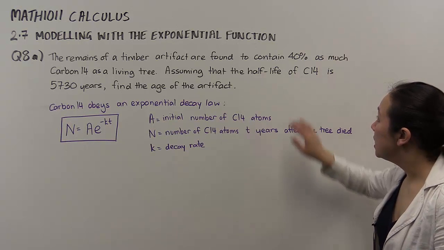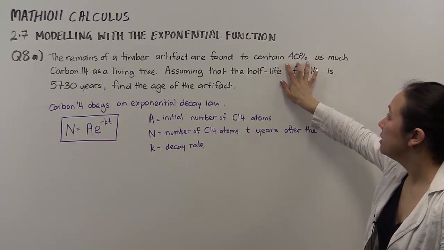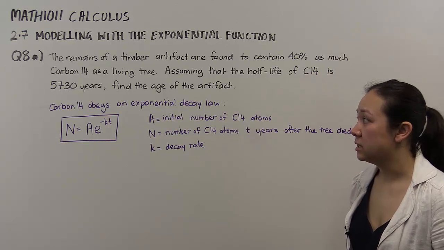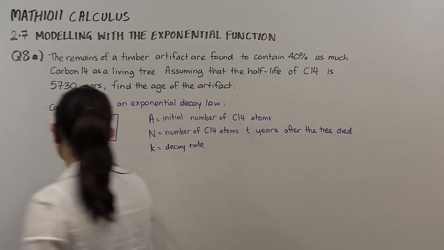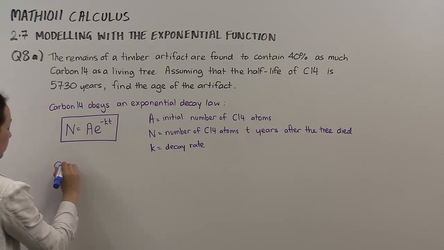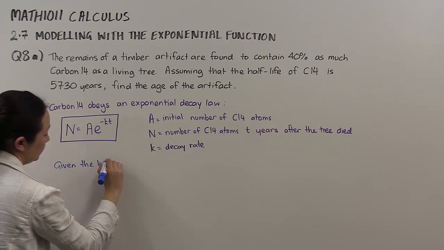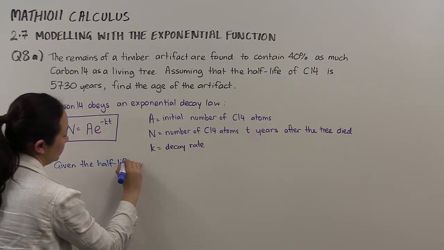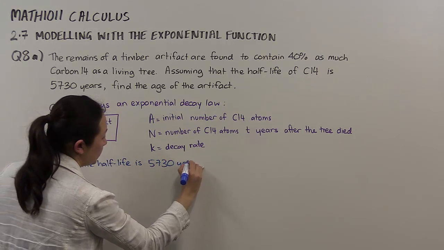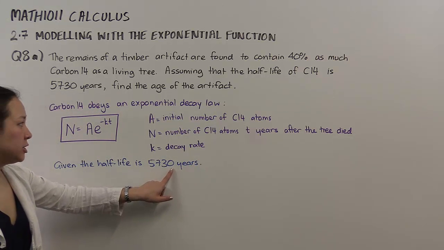So we're given the half-life of carbon-14, and we want to know how old the artifact is if it contains 40% as much carbon-14 as a living tree. So let's use the information that we've got to calculate some constants. First of all, the half-life is 5,730 years. So that means it takes 5,730 years for half as much to be left.